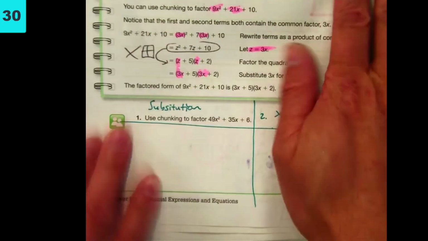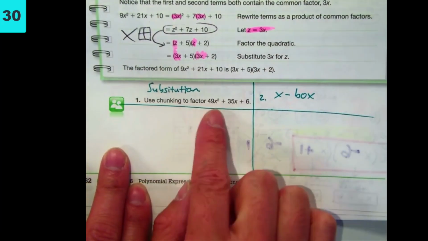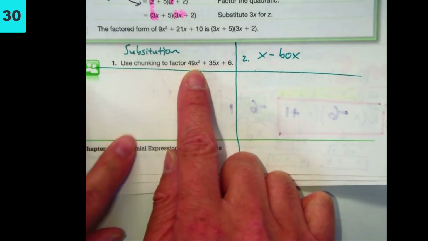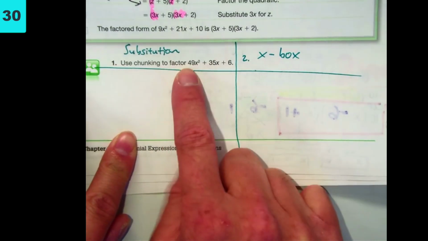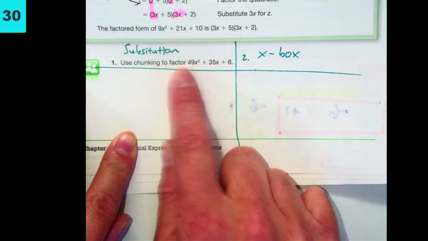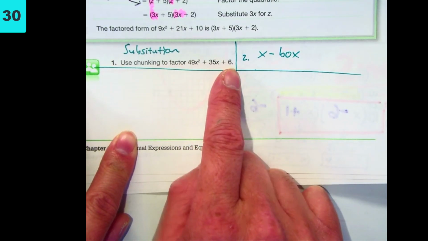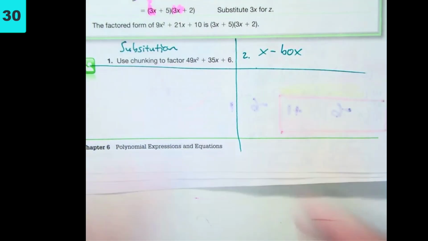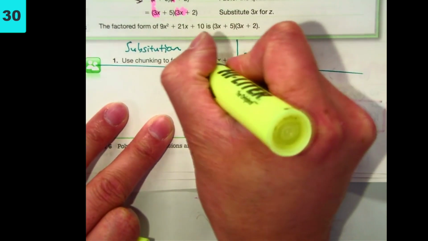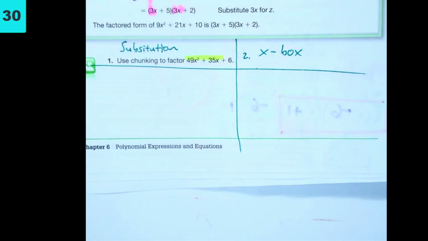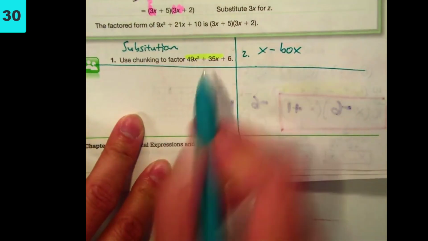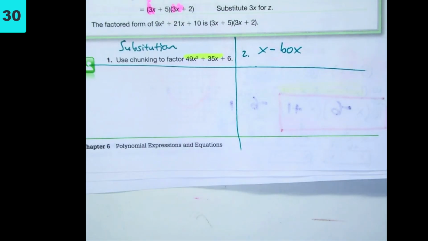Alright, so I'm going to show you guys chunking or substitution by using this example here: 49x squared plus 35x plus 6. I first look at all of the numbers, the constants, and recognize that there's no greatest common factor. Then, this chunking or substitution method only works in a particular case. If I look at the first two, I have to think to myself, does it have anything in common? Class, does it have anything in common?